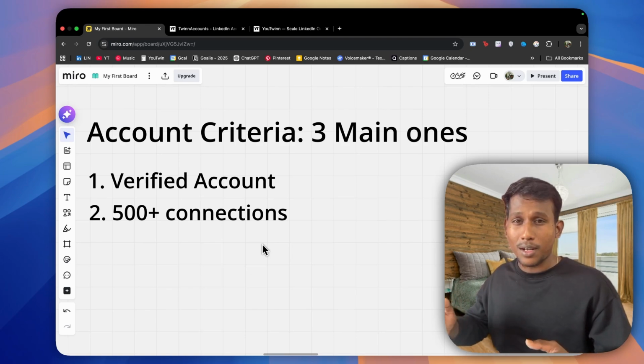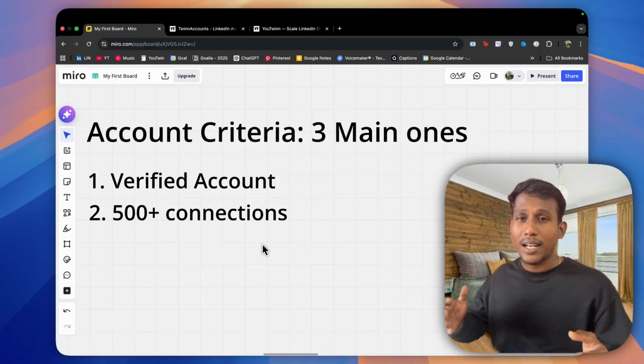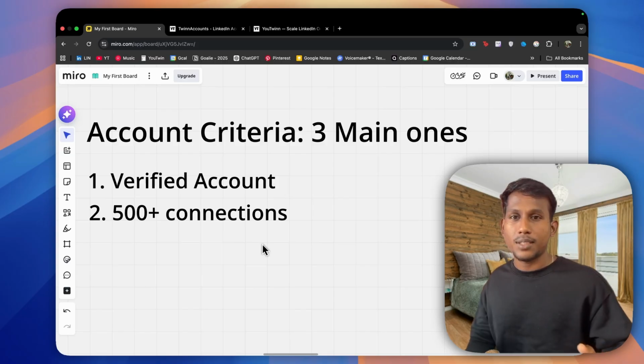Imagine if you just open an account and it has 150 connections, immediately you'll know the account is not well established. So make sure these accounts have 500 plus connections minimum.